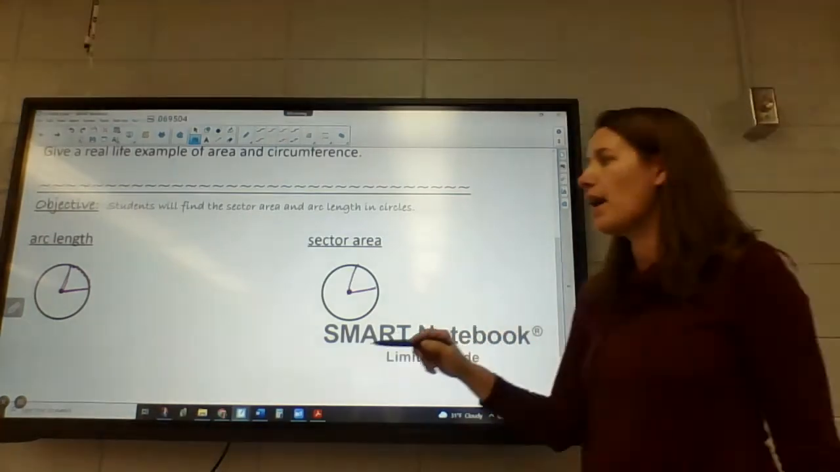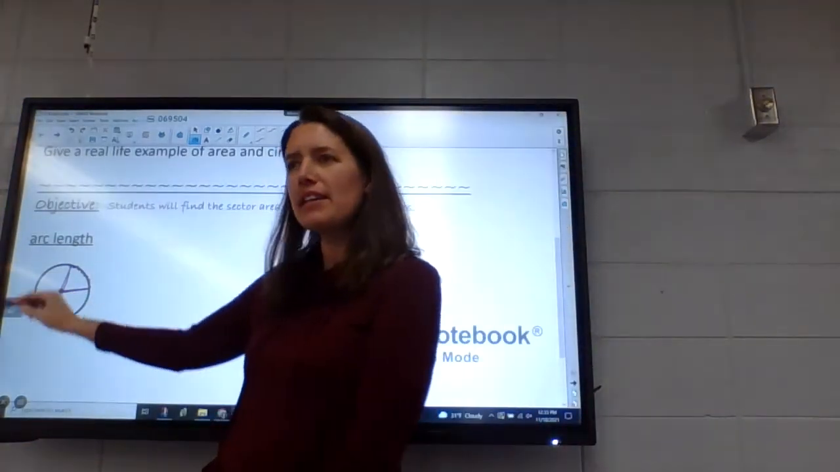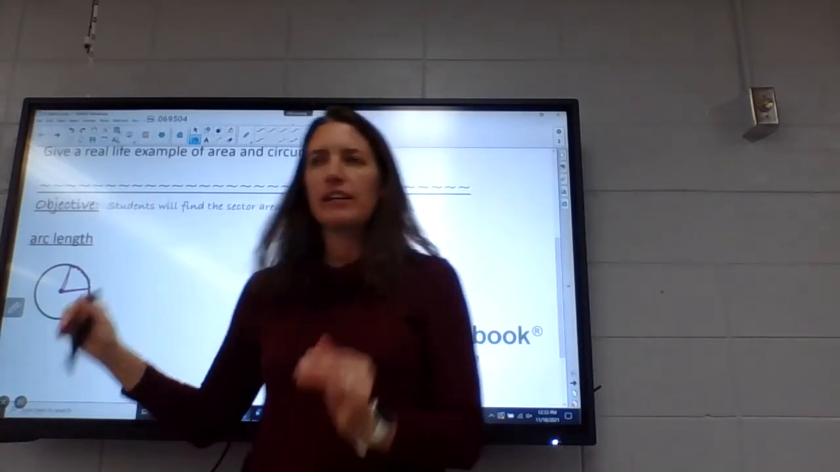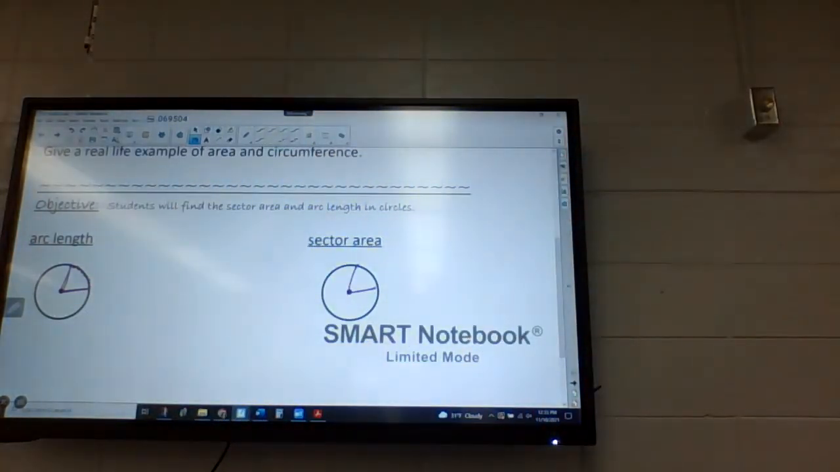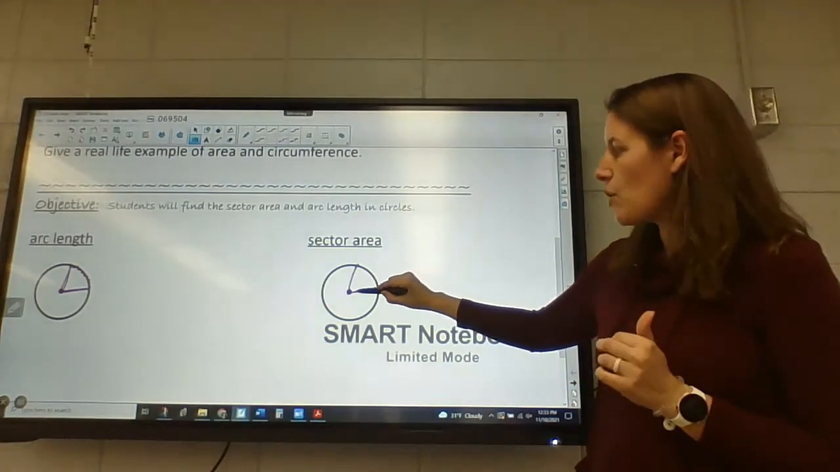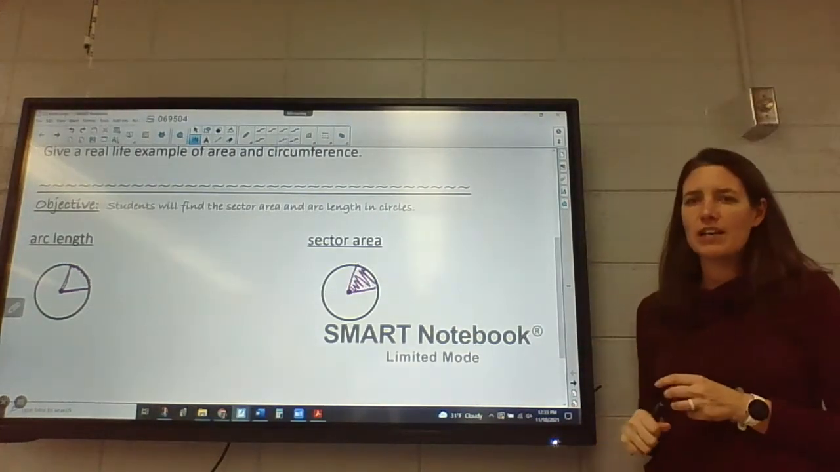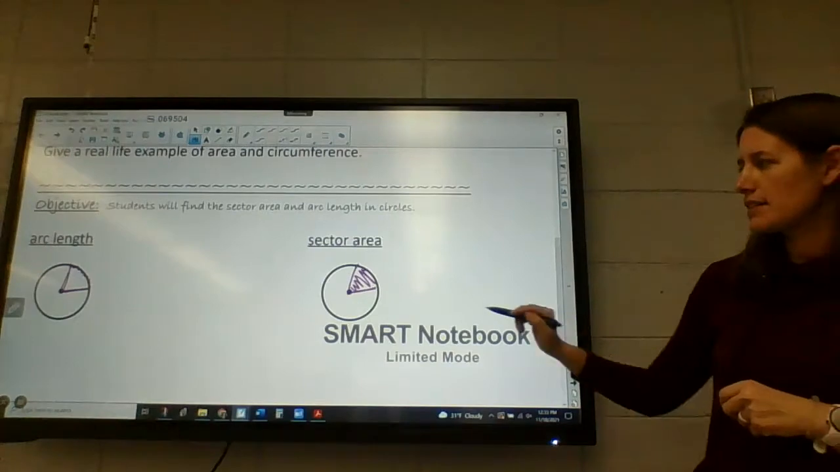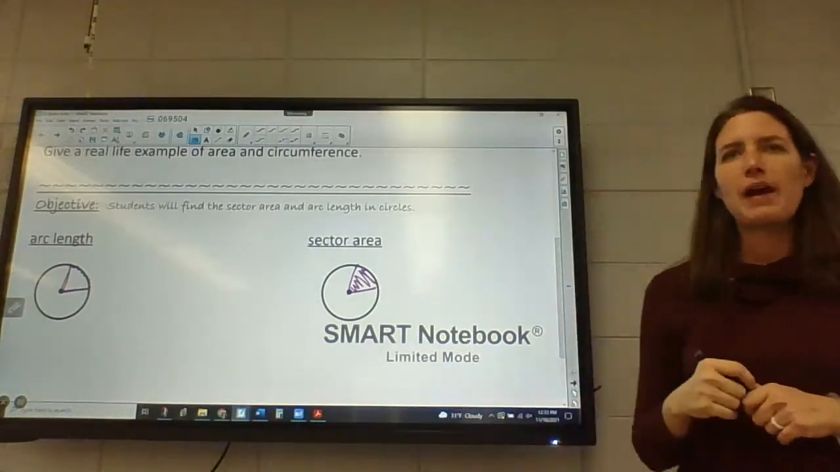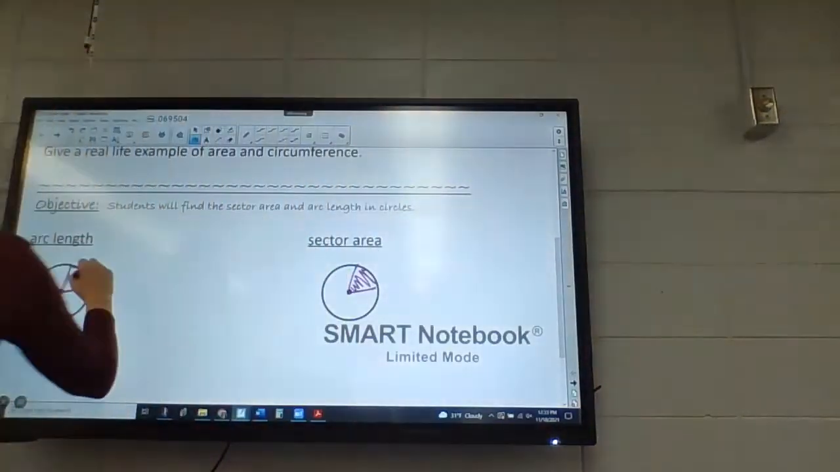Oh, maybe you live on a lake that's a completely circular lake. This is how much lake frontage you have for that part, that's a little section of your land. Whereas sector area is this whole slice. So if I was covering the whole slice with Cool Whip, which is the way I eat my pie, the whole thing has got to be covered. You shouldn't have to see any pie, covered with Cool Whip versus just the little edge.